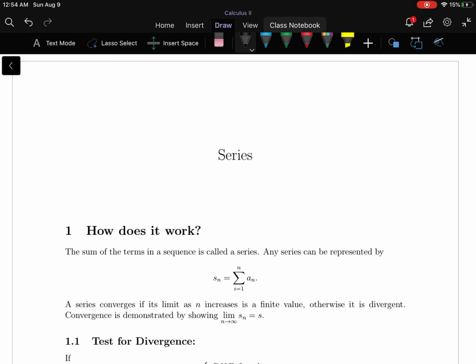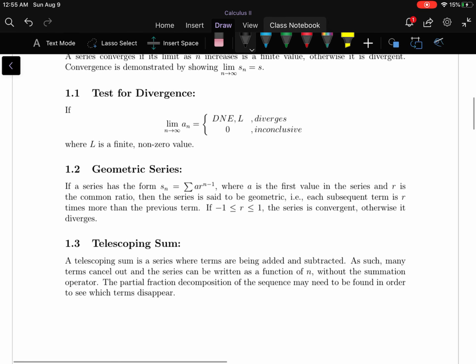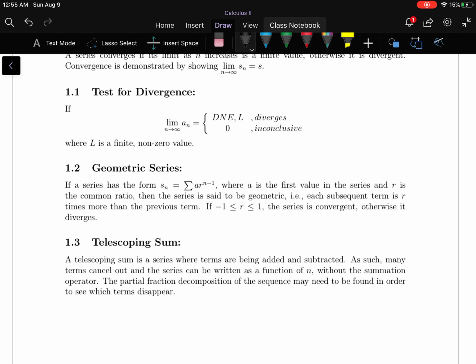Hi, this video is going to be on series. A series is a sum of values, and so you could think of it as a sum of the terms in a sequence. Remember, a sequence in the previous video is just a list of values, and a series is the sum of those values. There are some things that you could do with series and special types of series.